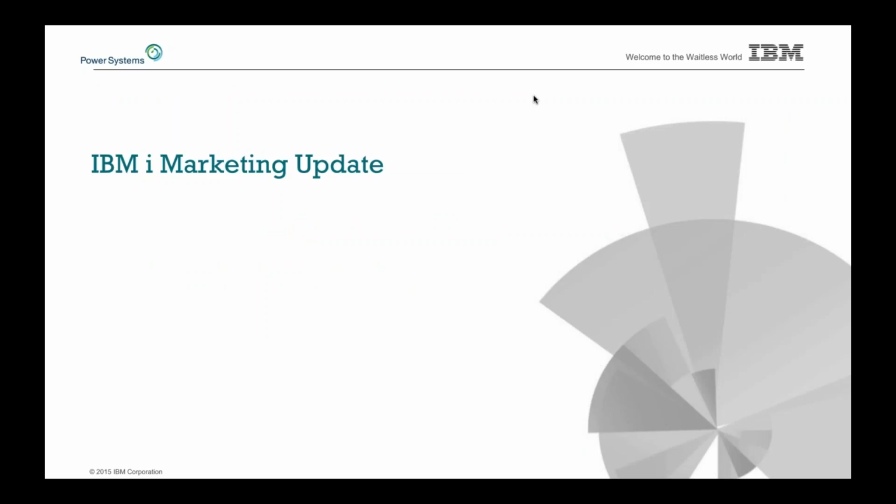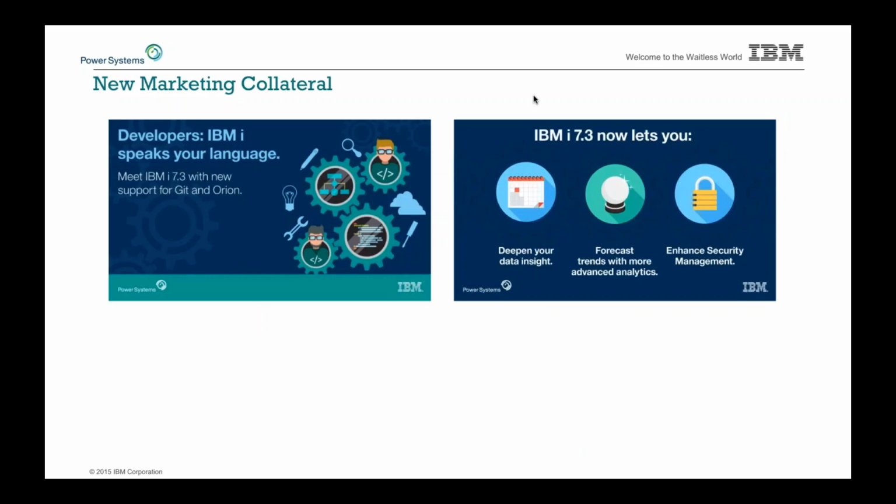So, a couple things. Our marketing team has created a couple new things. You'll see some new marketing collateral here and there. We've got a couple new posters that they've created that you'll see in different places. With our Git and Orion support, 7.3 has gotten some new stuff for enhanced security as well as our deepening of our data insight. And so these are some things you'll see. Like I said, they had some videos earlier this year. So we're starting to see some help from the marketing team, which I'm personally very excited about having some of this available to us.